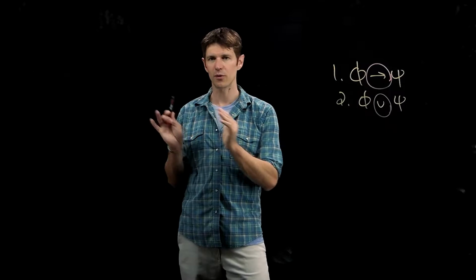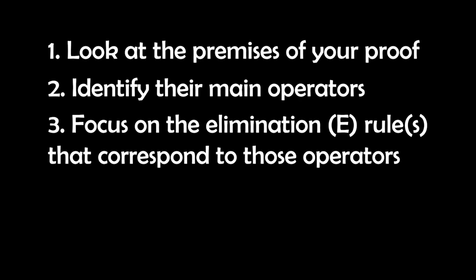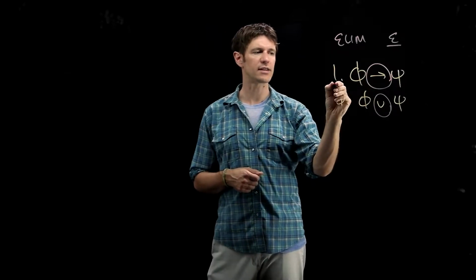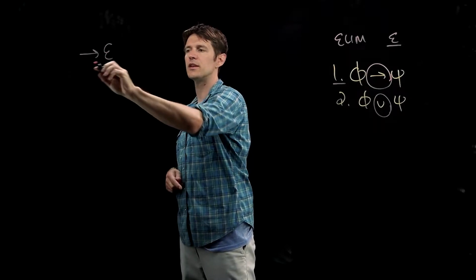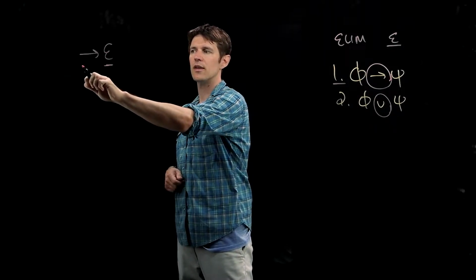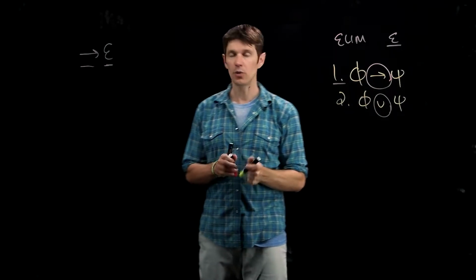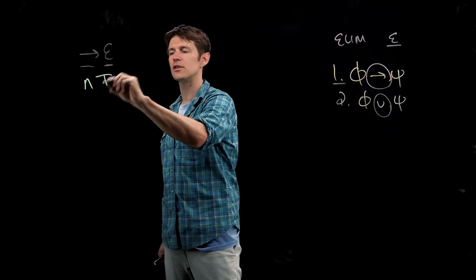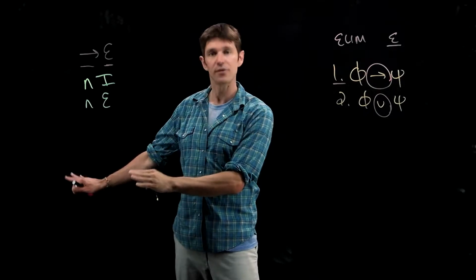Then, when you're looking at rules to use, you should focus your attention on elimination rules. Elimination rules are rules that have an E after them that involve those operators. So in the case of line 1, you would focus your attention on the conditional elimination rule. It's an elimination rule that uses the right arrow, which is the main operator of this formula. You would not focus your attention on conjunction introduction or conjunction elimination. You could just ignore those as a kind of tip.